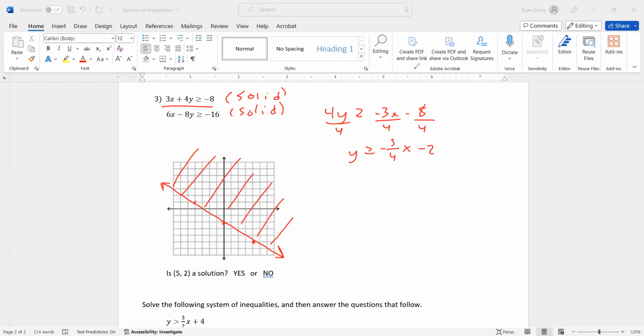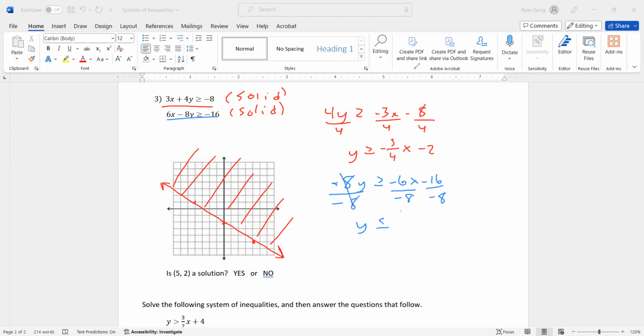Okay, that's the first one. Done. Second one, got to do the same thing. Subtract 6x, so negative 8y is greater than or equal to negative 6x minus 16. Divide by negative 8. Divided by negative, and that flips the sign, so less than or equal to.